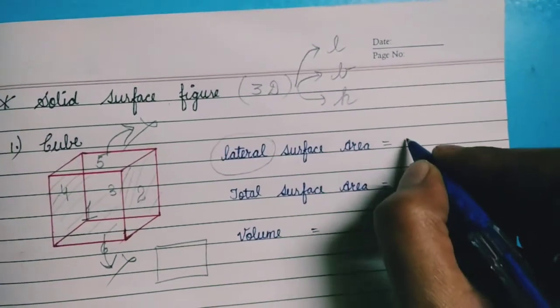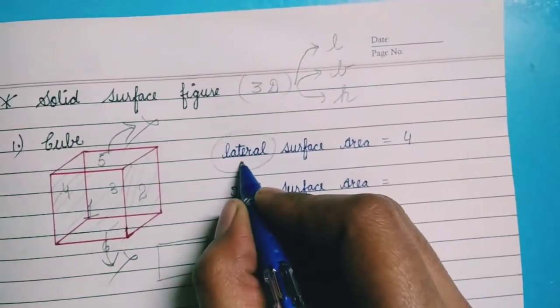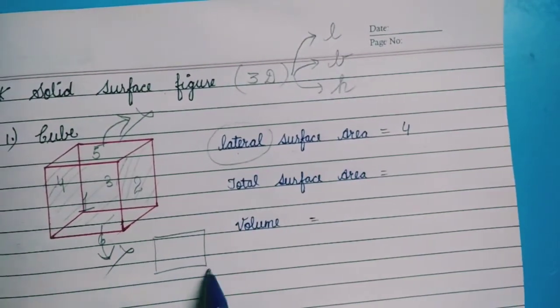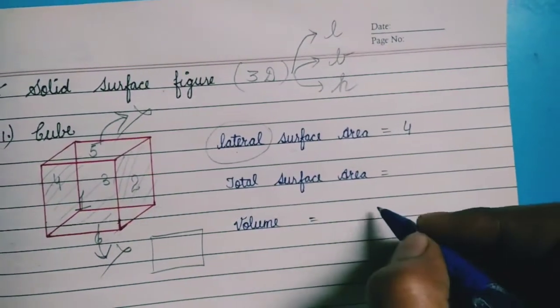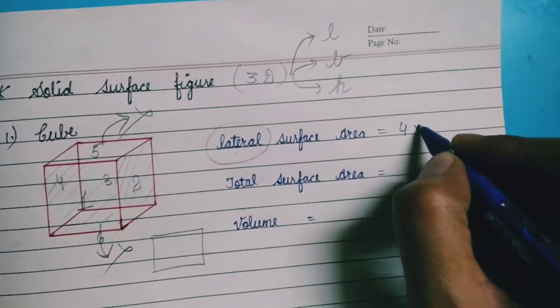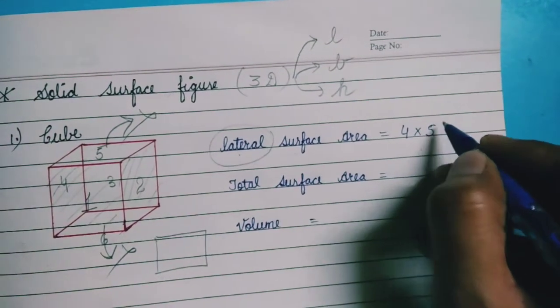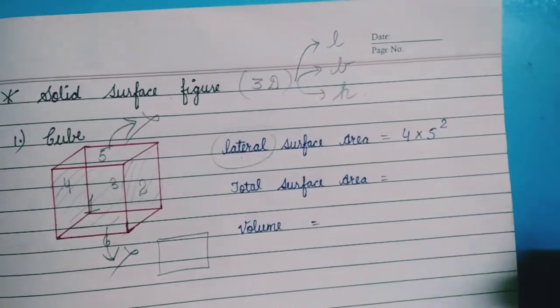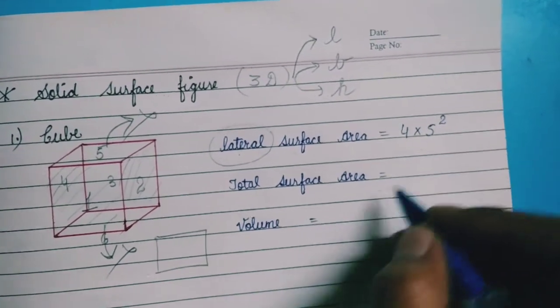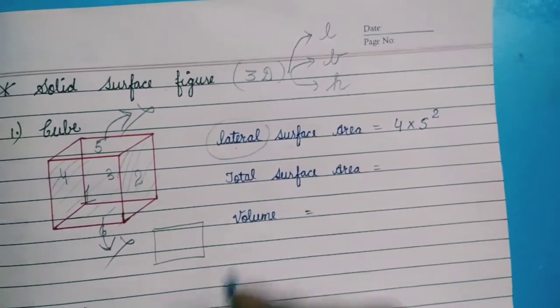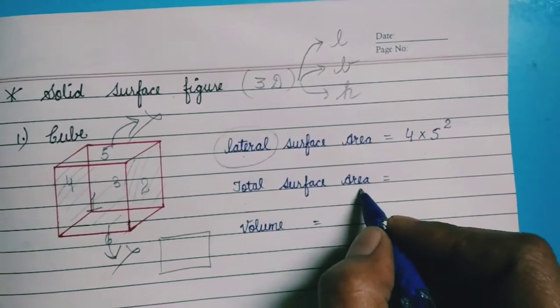The 4 surface areas are coming in the lateral, and the area of a square is side into side. So with the 4 we will write side into side, which means side square. Okay. Now the total surface area.